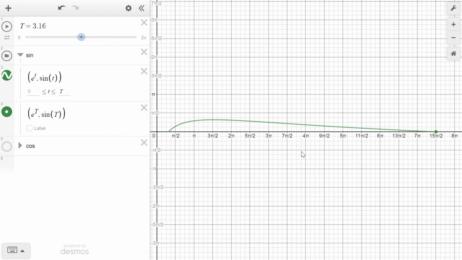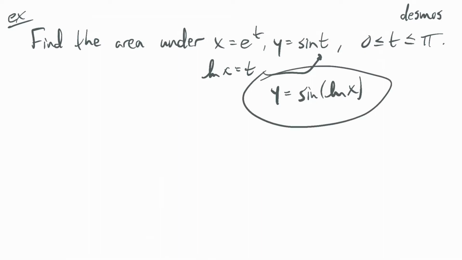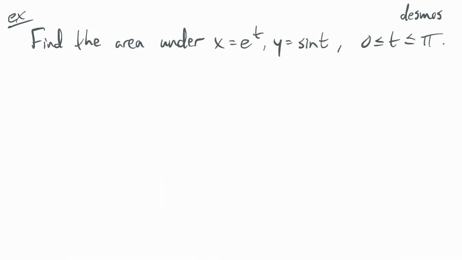Okay. And if we were to try to eliminate the parameter, we could, but this would be fairly complicated. If we eliminated the parameter, we would have something like this. We could say, oh, I can just rewrite this as ln of x equals t and plug that in and get y equals sine of ln of x, right? And then try to integrate that. Maybe you can see the problem with trying to integrate that. So that's not what we're going to do. We're going to do something related but different.